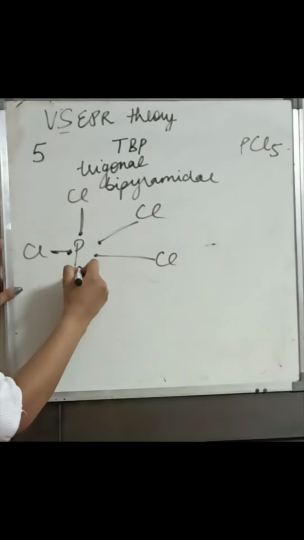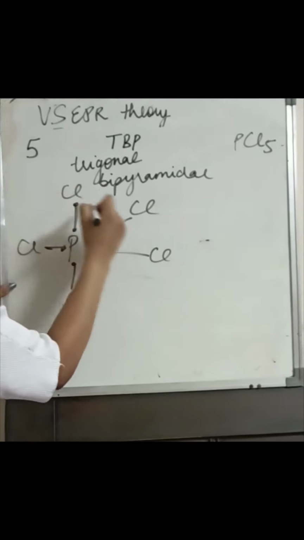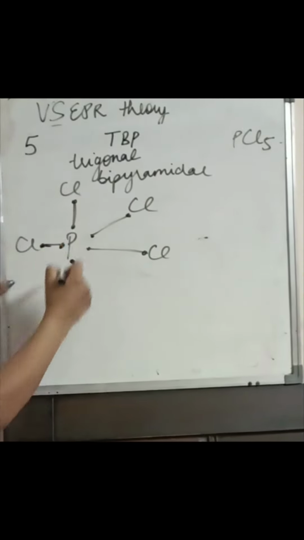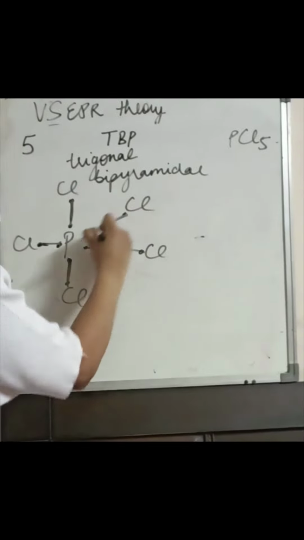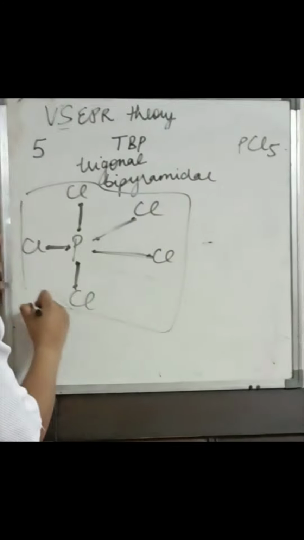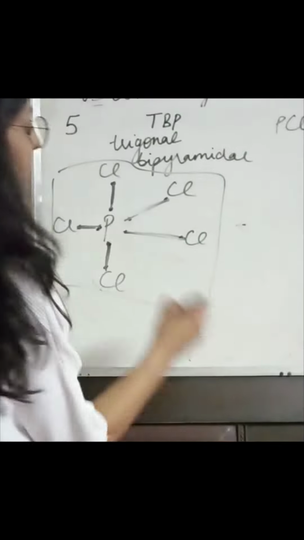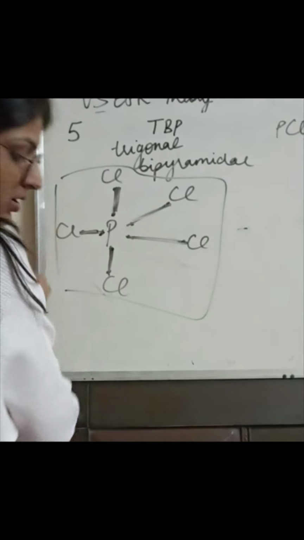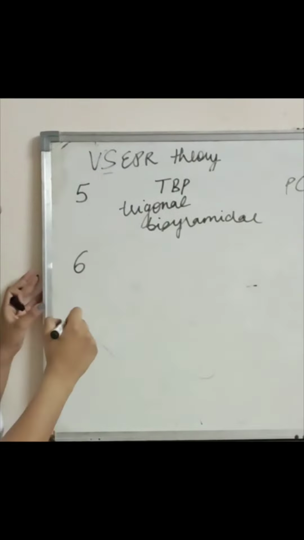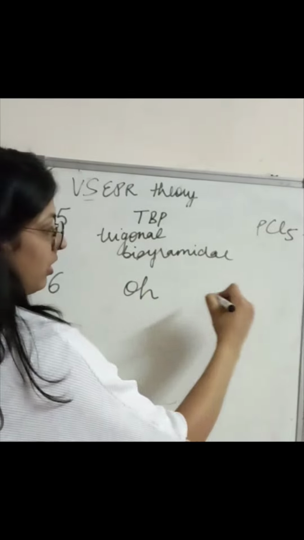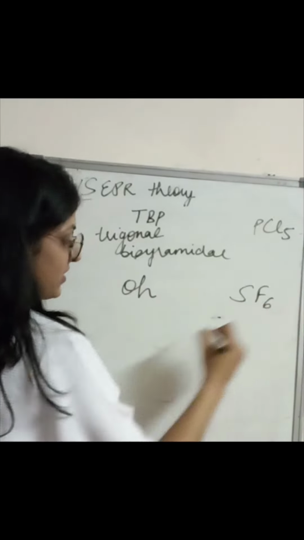One, two, three, four, five. These are the axial bonds and these are the equatorial bonds. This forms the TBP geometry. So here we can see that these are 5 electron pairs. Similarly, when we have 6 electron pairs, we have the geometry as octahedral, and the example is SF6.